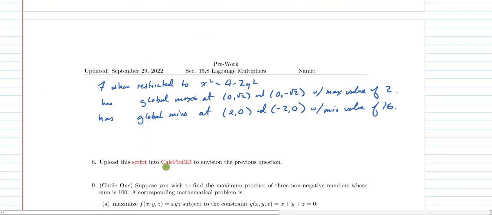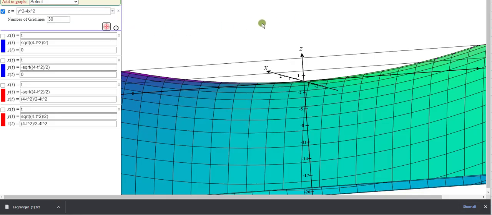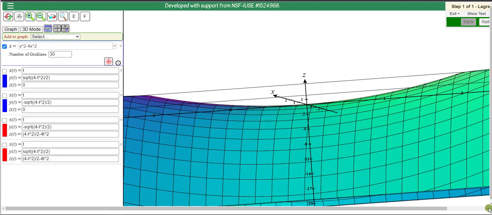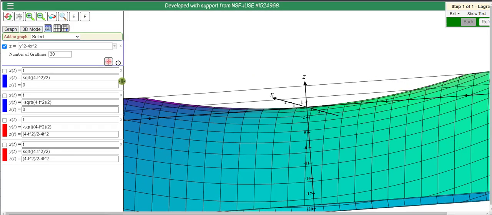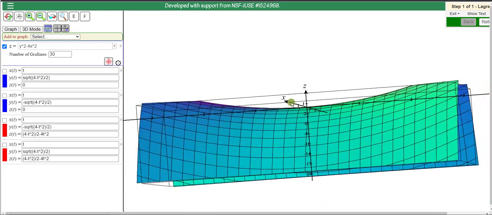So folks, let's go ahead now and take a quick look at what this looks like on a graph. You should be able to click the hyperlink to CalcPlot 3D, and then you'll want to download this script and then upload it into CalcPlot 3D. So let me do that now. So folks, what I did here is I uploaded this script in CalcPlot 3D. Let's zoom out a little bit.